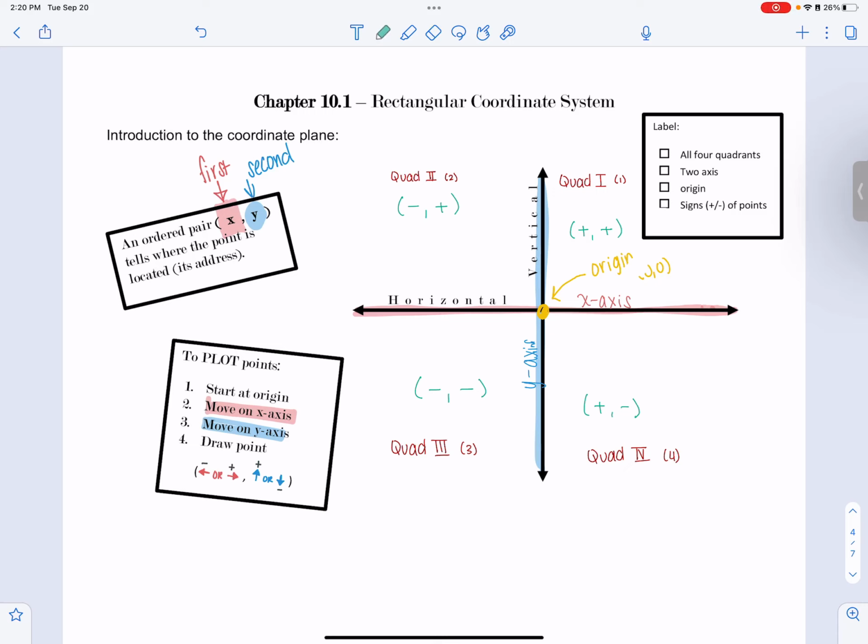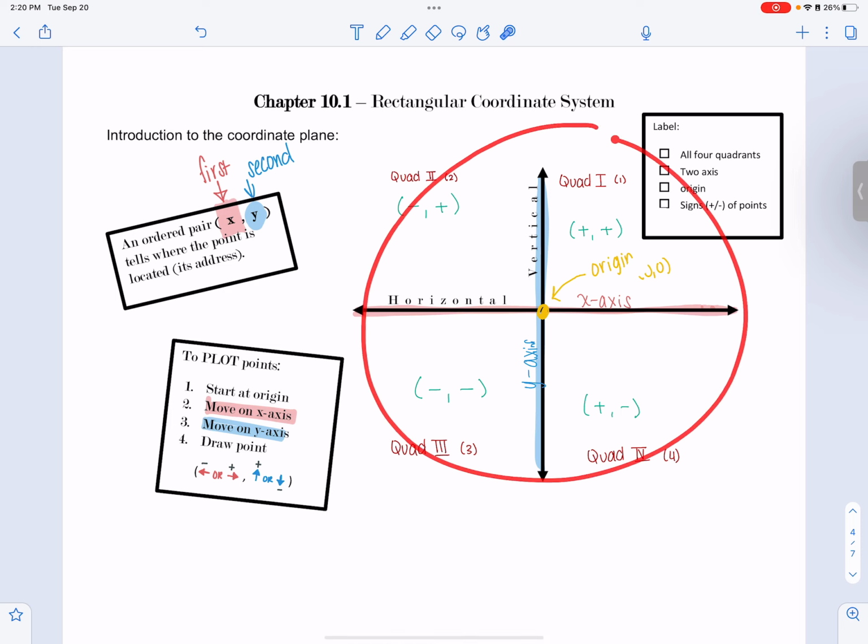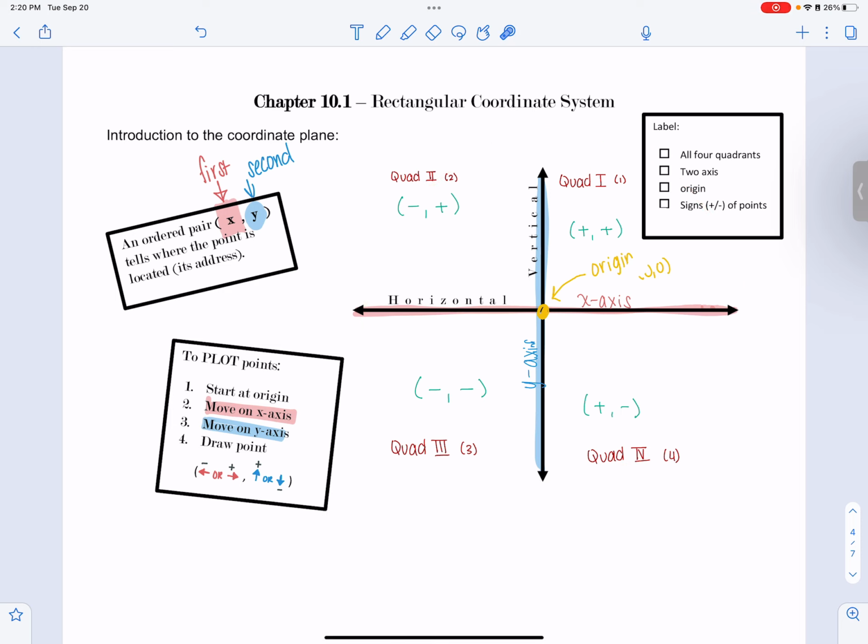Hey guys, in this video, I want to do a couple of examples from graphing with the rectangular coordinate system. On the right over here, I just have some general terms: the quadrants, the X and Y axis, and also horizontal and vertical. On the left is where we focus a lot on points.